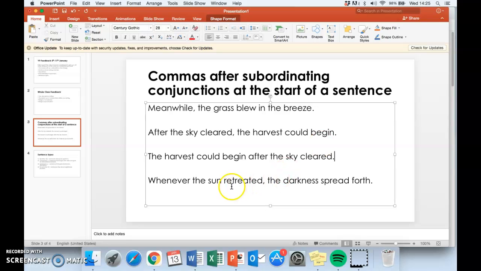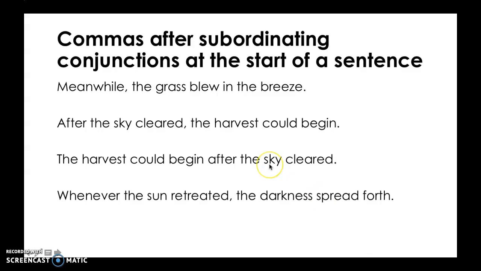And then there's just another example here, another subordinating conjunction. There is the word "whenever," or "whenever the sun retreated," a comma there because that is a subordinate clause at the start of the sentence. "The darkness spread forth." So that is the correct punctuation in linking to that sentence.